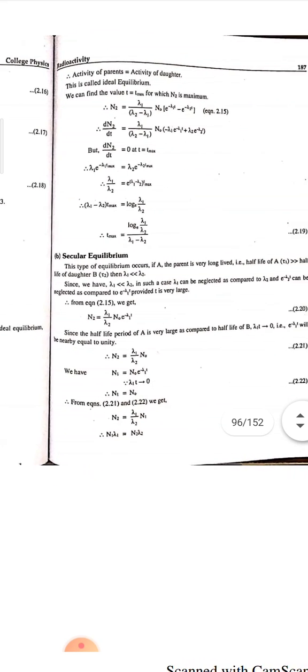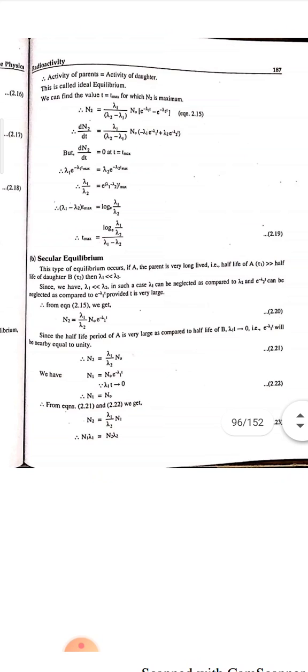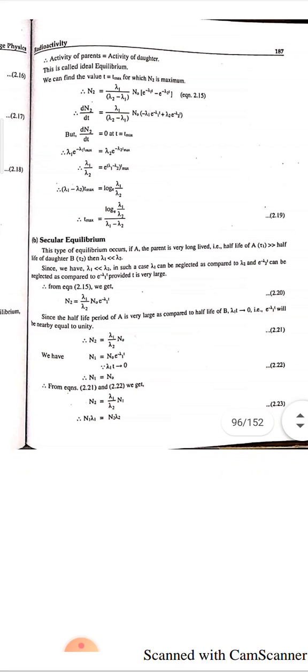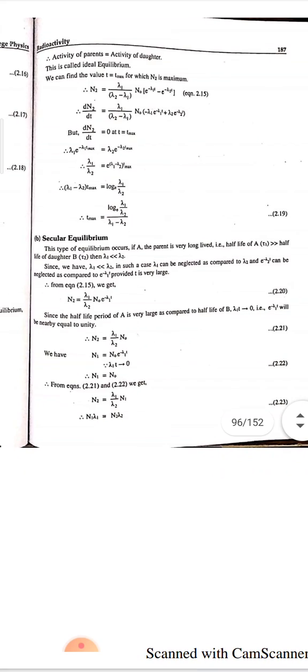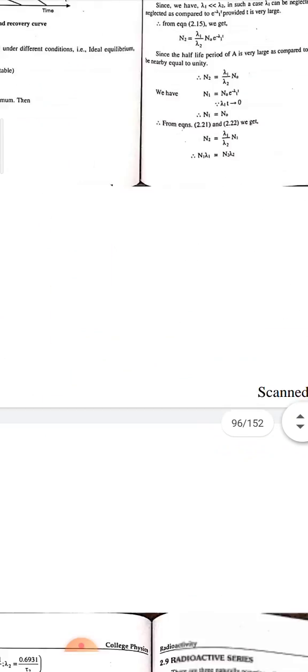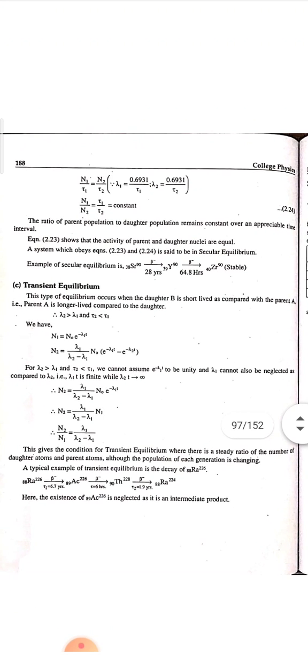In the secular equilibrium, the parent is very long lived, that is, the half life of the parent element is much greater than the half life of the daughter element. Then this equilibrium is possible. In short, I am telling you, the transient equilibrium occurs when the daughter is short lived as compared with the parent. Therefore, the parent is longer lived compared to the daughter.